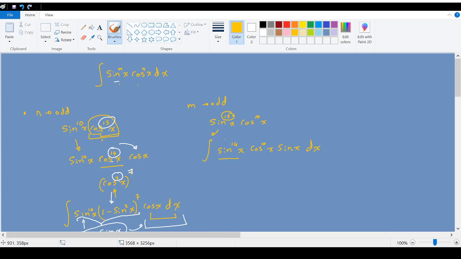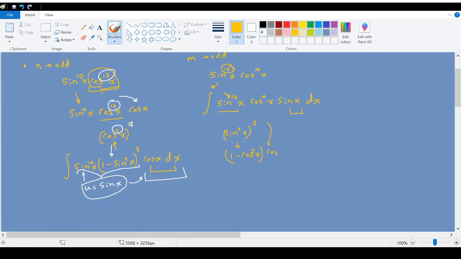Since this is even, we can write it as sine squared to a certain power, and sine squared can be written as 1 minus cosine squared x. Then everything will be in cosine except for this one. But if you are using the substitution for cosine, you must have that sin x dx term towards the end. When you are using the substitution for cosine x, you must have this term for the substitution to work properly.